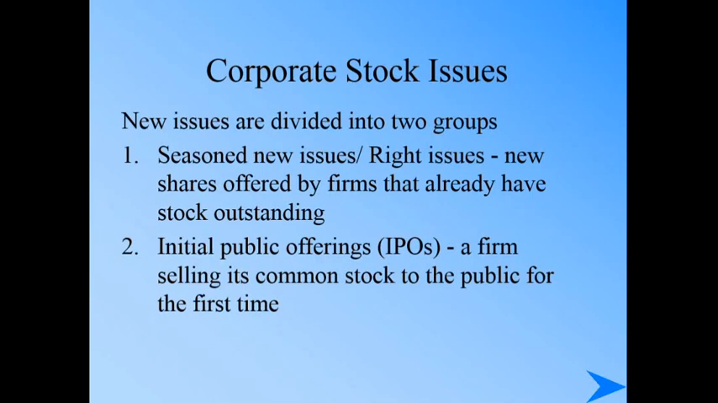But how are they different? In the initial public offering case, it is the very first time the firm is offering its securities. While in seasoned new issues or rights issues, the company has already issued and has its own outstanding shares, but now the company needs some more capital and therefore is issuing new shares.